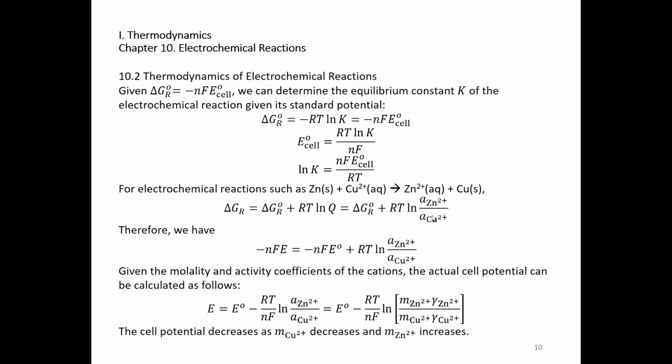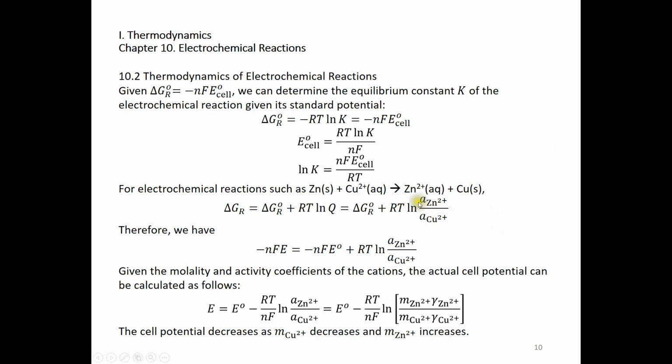Fortunately, the activity coefficient typically just depends on the ionic strength. So somehow we can calculate the ionic strength, given the concentrations of the ions, and then from the ionic strength we can calculate the activity coefficients for zinc 2 plus on the anode side, and also we can compute the activity coefficient for copper 2 plus on the cathode side.